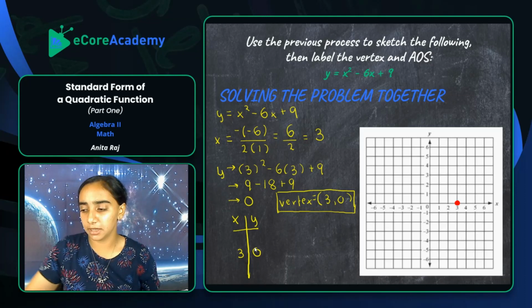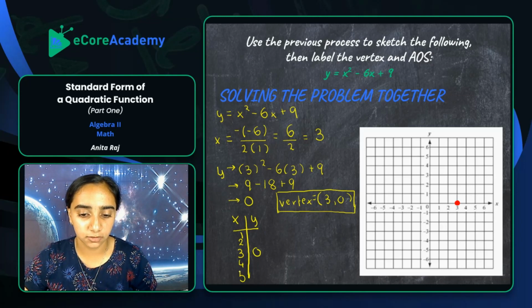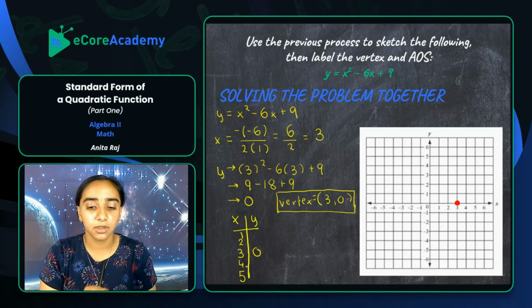Let me show you what I mean. So if I pick one x value below 3, that's obviously 2, and then one more is 1. And then if I pick one value above 3, it's 4, and then another is 5. So this is all centered around that vertex, which is 3, 0. Well, let me just do some mental math. Mental math is really important.